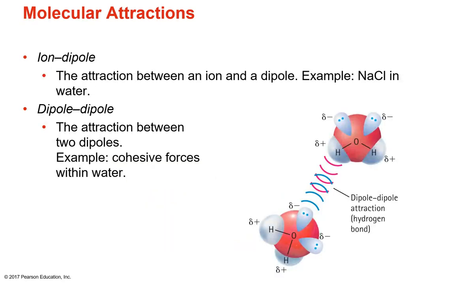Next is dipole-dipole. Dipole-dipole is what we were just looking at with water. It's what makes water hold together, makes water have an elevated boiling and freezing temperature because of the dipole-dipole bonds. So this is showing the negative side of a water molecule forming a dipole-dipole attraction, which we call a hydrogen bond in this case, with the hydrogen of another molecule.